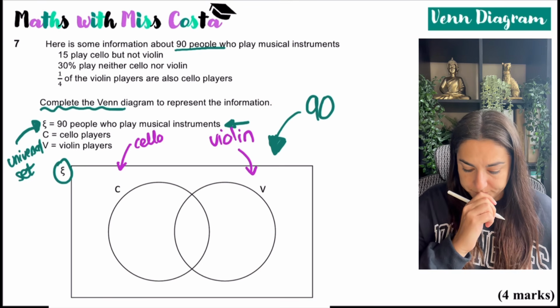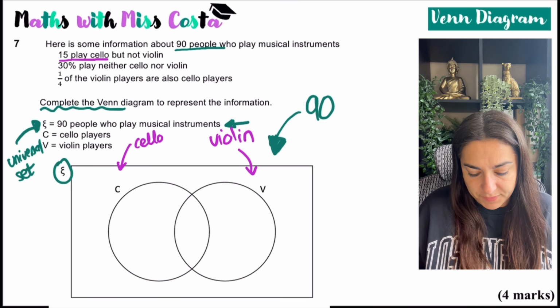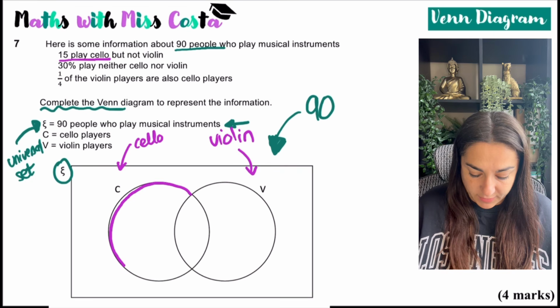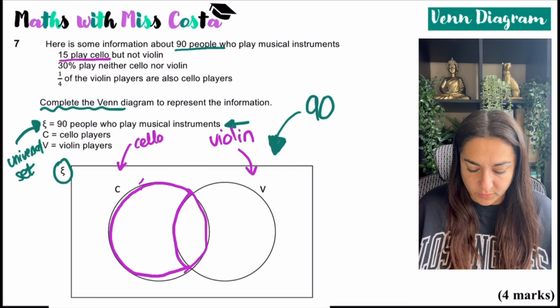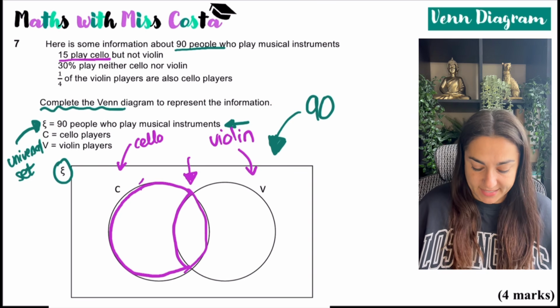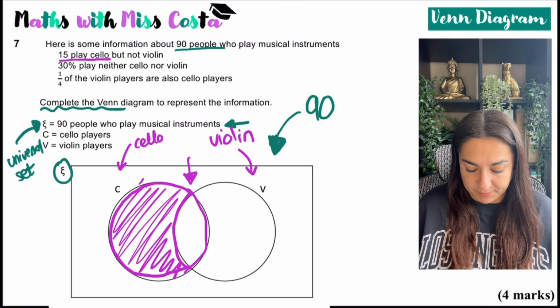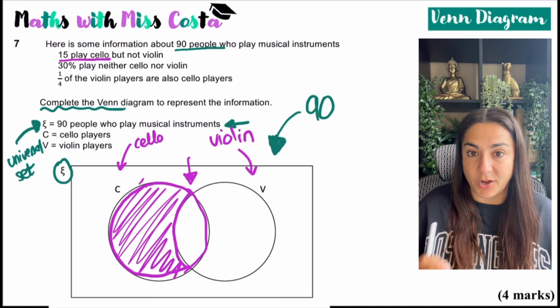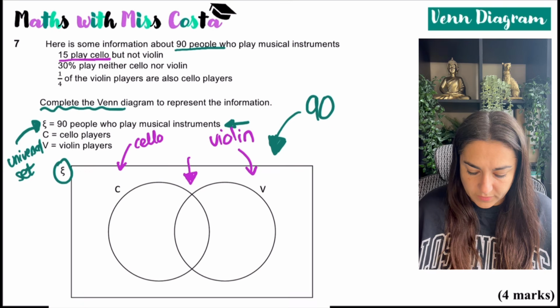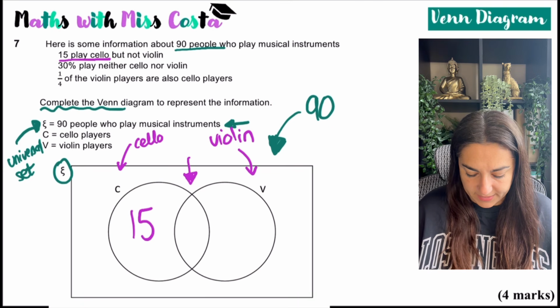So first of all, I know that 15 people play cello, but not violin. So that would be everything inside this little bit here, because the whole circle is cello players, but this bit is the intersection between cello and violin. So only this bit can be people that play only cello. So I would write 15 in this part here.